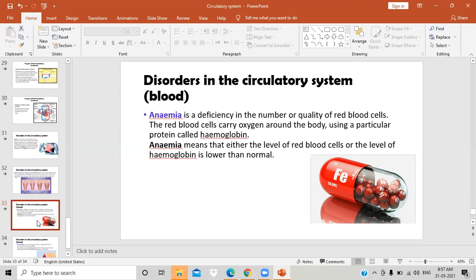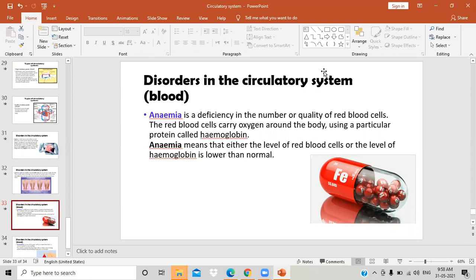Anemia. We hear about this disorder a lot, and we say that someone is anemic because they feel tired all the time. They cannot run for a long time. They feel like they cannot breathe easily, and it doesn't have anything to do with fitness. They might be fit and their body is all right, but they have anemia. What is the meaning of anemia? Anemia is a decrease in the number or the quality of the red blood cells.